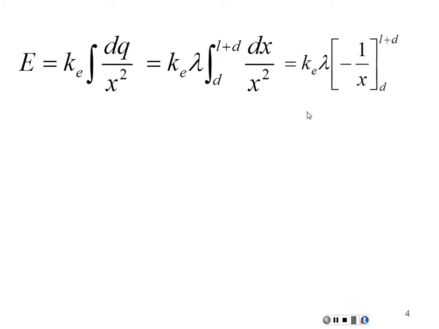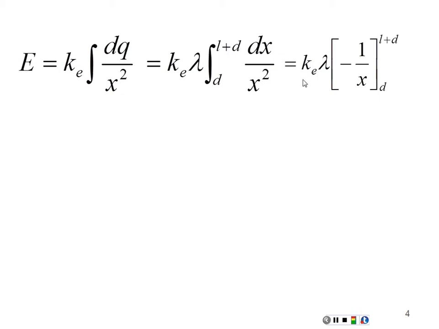So we're going to say that our E field is going to be due to the contribution from all these dq's along the length of this rod, from one end of the rod to the other end of the rod. So our dq is lambda dx, and we're going to evaluate from x equal d to x equal L plus d. But the integration of dx over x squared is just negative 1 over x.